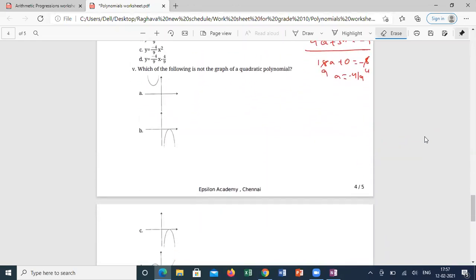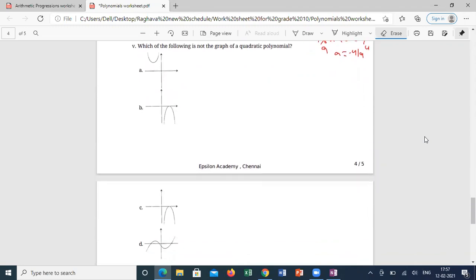So which of the following is not the graph of a quadratic polynomial? Option D. It's simple. Why option D? Option D is a cubic polynomial, sir. Cubic polynomial. How can we say it's a cubic polynomial?